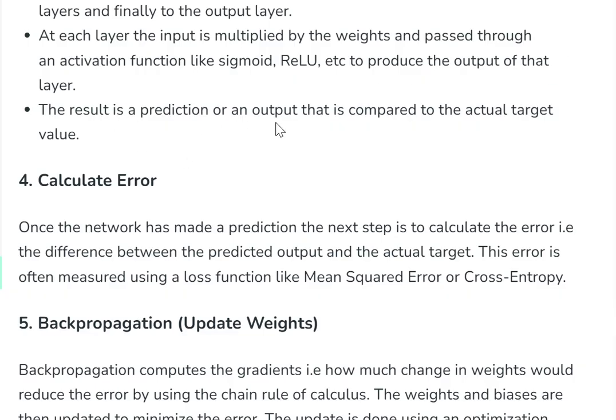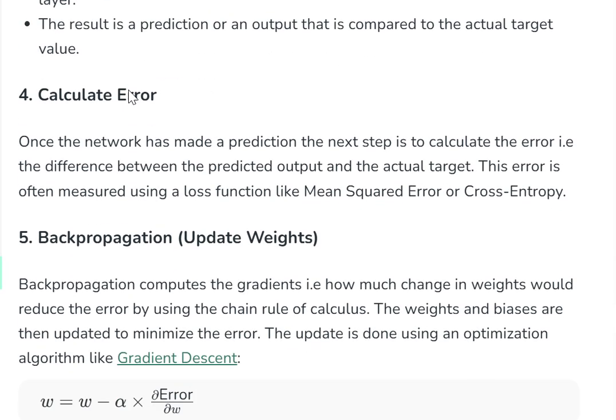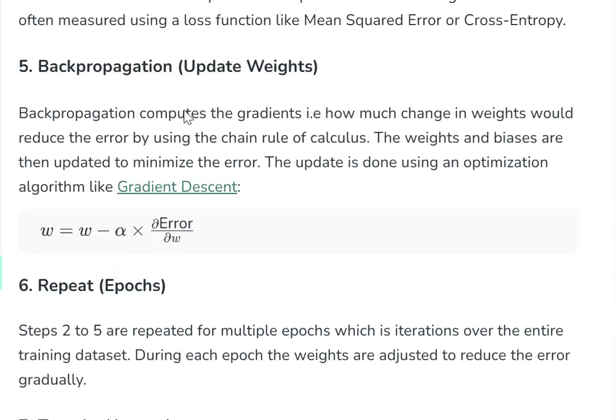The result is a prediction, or an output, that is compared to the actual target value. Calculate the error: once the network has made a prediction, the next step is to calculate the error, the difference between the predicted output and the actual target. This error is often measured using a loss function like mean squared error or cross entropy.